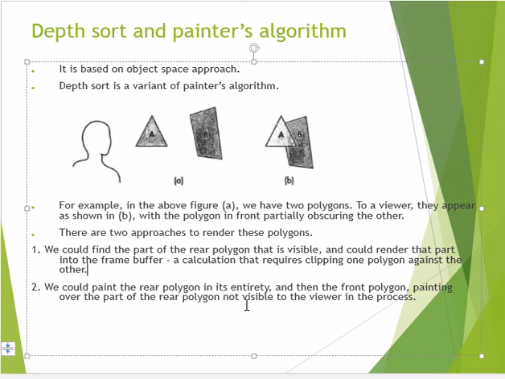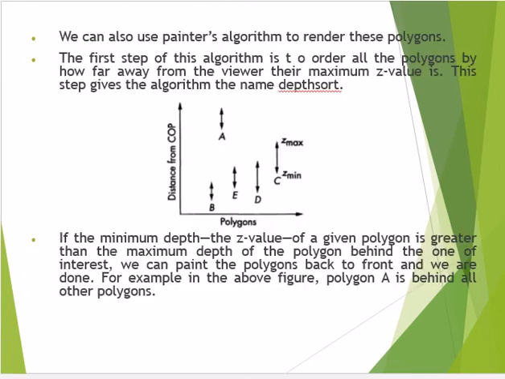So we can follow the same approaches in implementation too. I can also use the Painter's algorithm to render these polygons. The first step of this algorithm is to order all the polygons by how far away from the viewer their maximum Z value is. This step gives the algorithm the name depth sort.